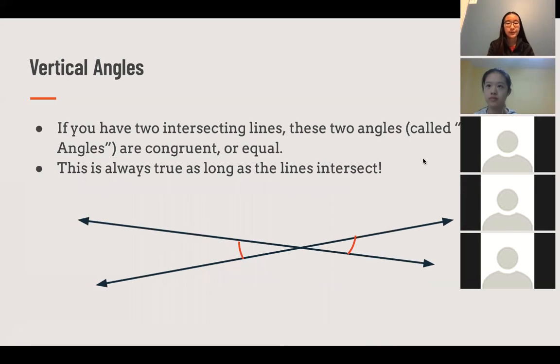So if you have two intersecting lines, the angles directly across from each other are called vertical angles, and they are always congruent. Here you can see marked in red are vertical angles, and there's also another pair of vertical angles, which are the obtuse angles in the picture. And this is something very important for problems later on.